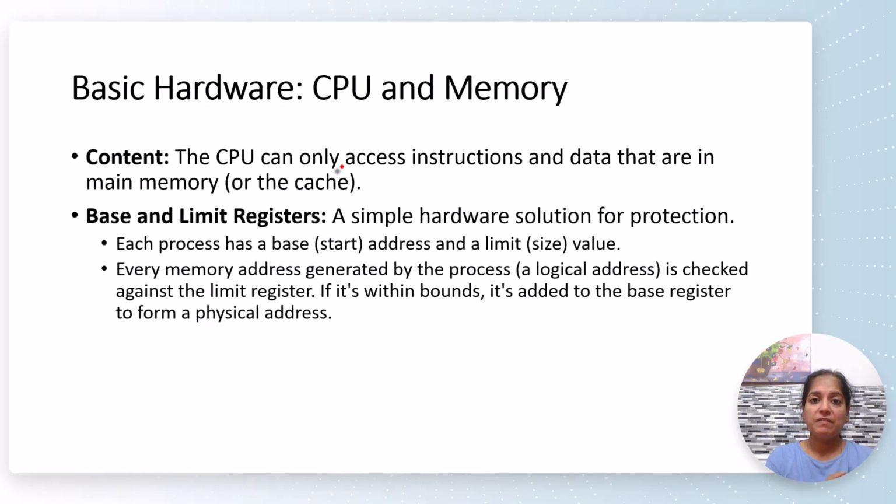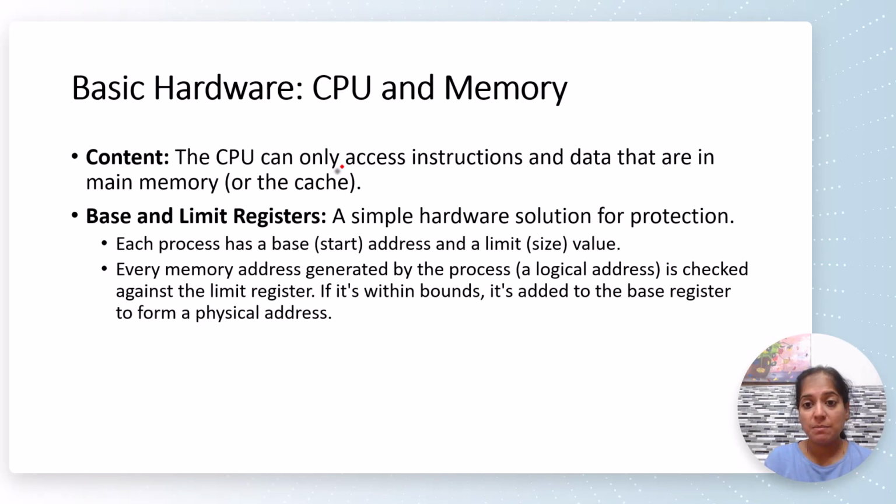So the basic hardware which we use is the CPU and memory. This CPU can only access the instructions and data that are in the main memory or in the cache. So every piece of data or instruction from the secondary storage we need to load into the main memory or the cache, only then can the CPU access it. For this purpose we require base and limit registers. Base and limit registers are a way of protection.